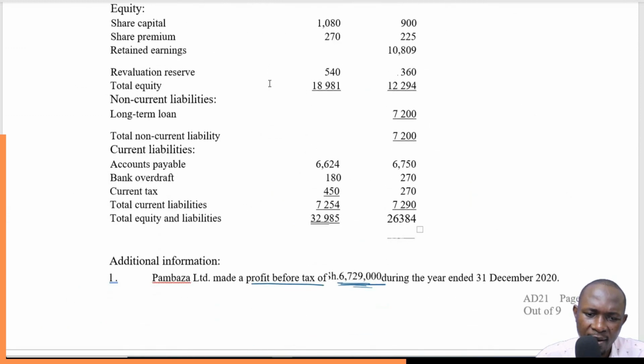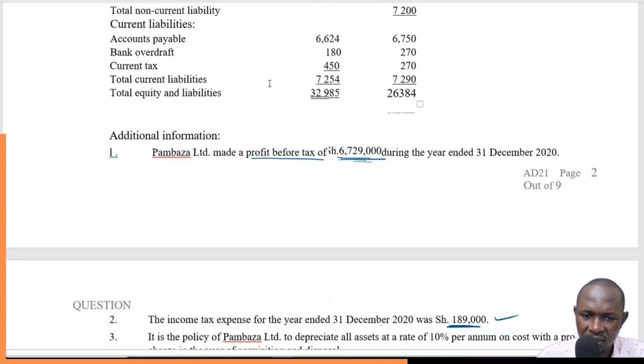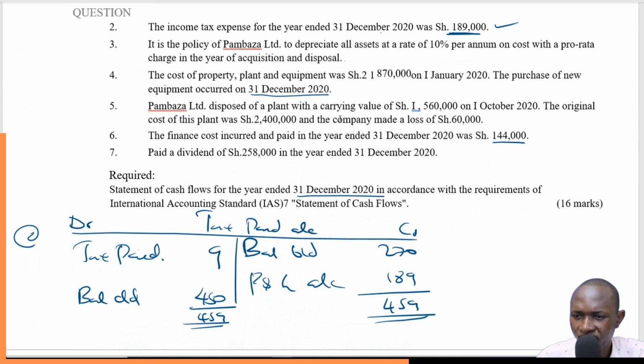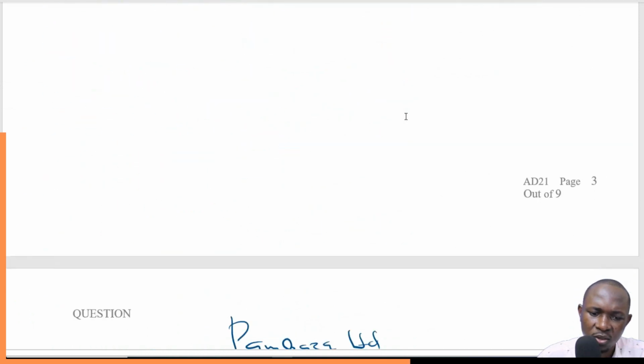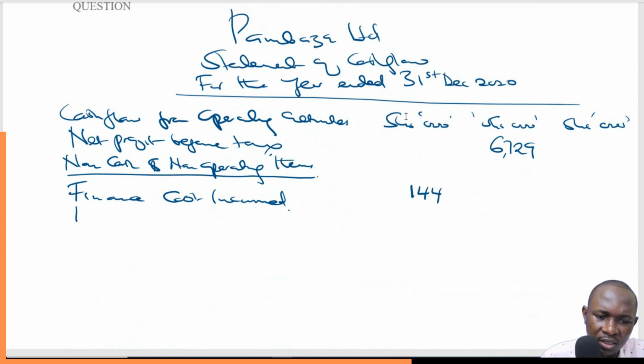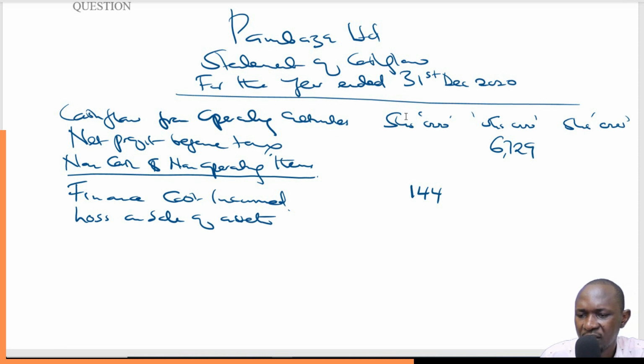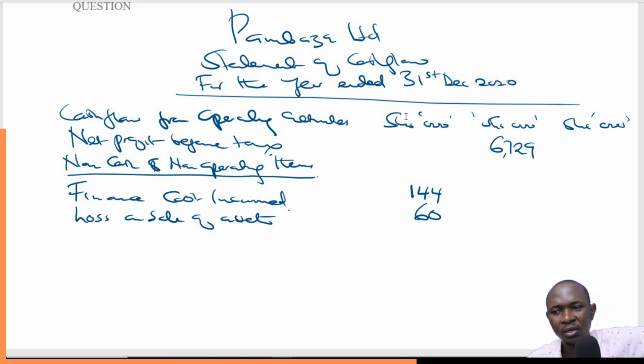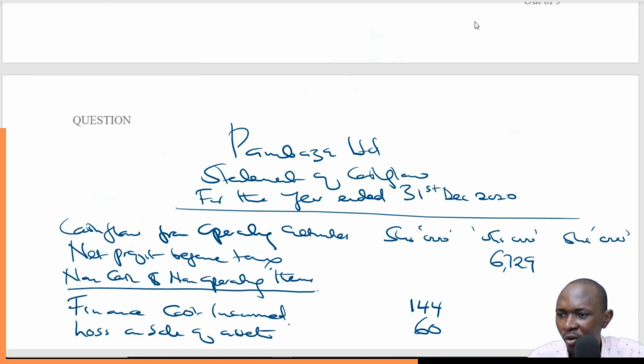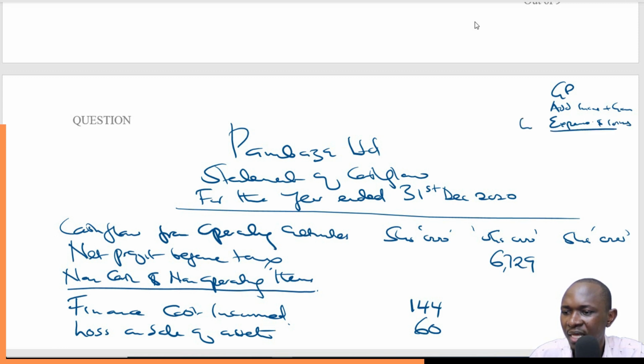Then of course there's this loss. I think we had a loss somewhere. Company made a loss of 60,000. So loss on sale of asset. How much is that? It was 60. Now a loss always comes from here: gross profit, add income and gains, less expenses and losses. This is what we do, less expenses and losses.